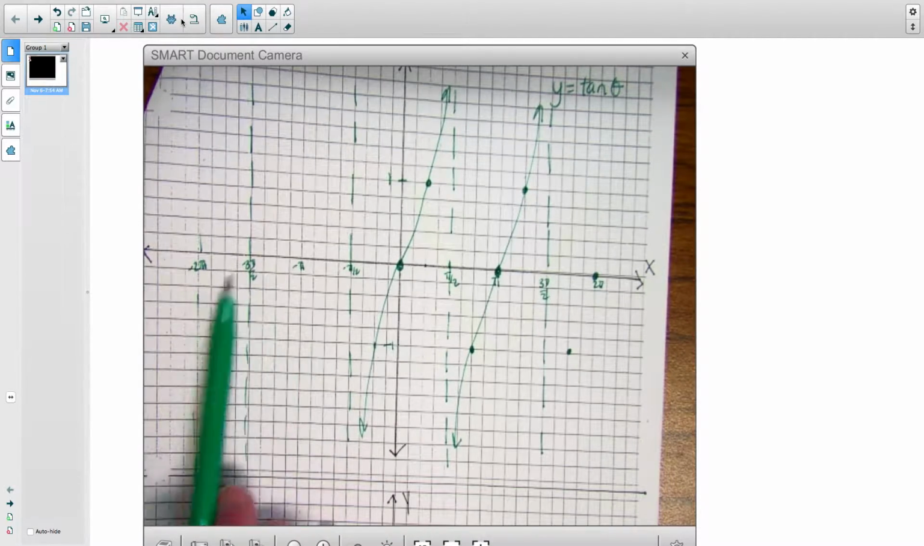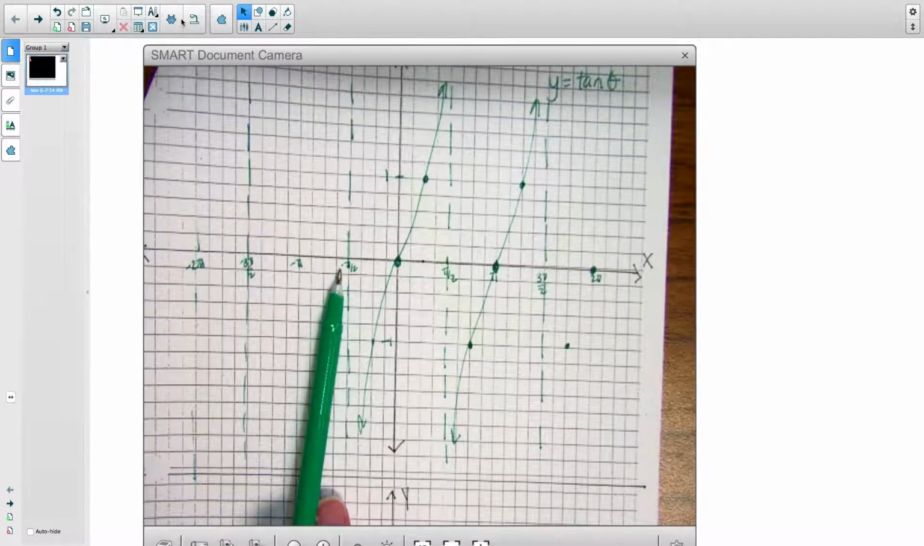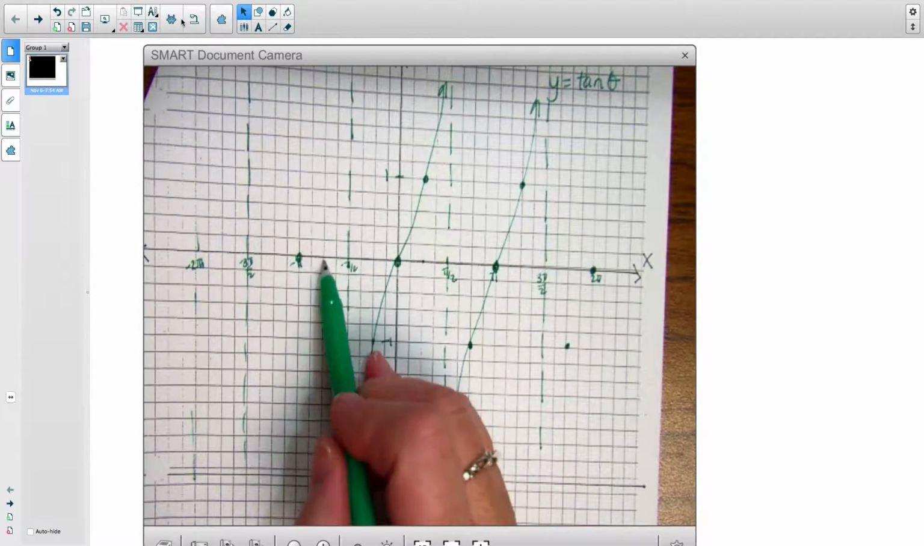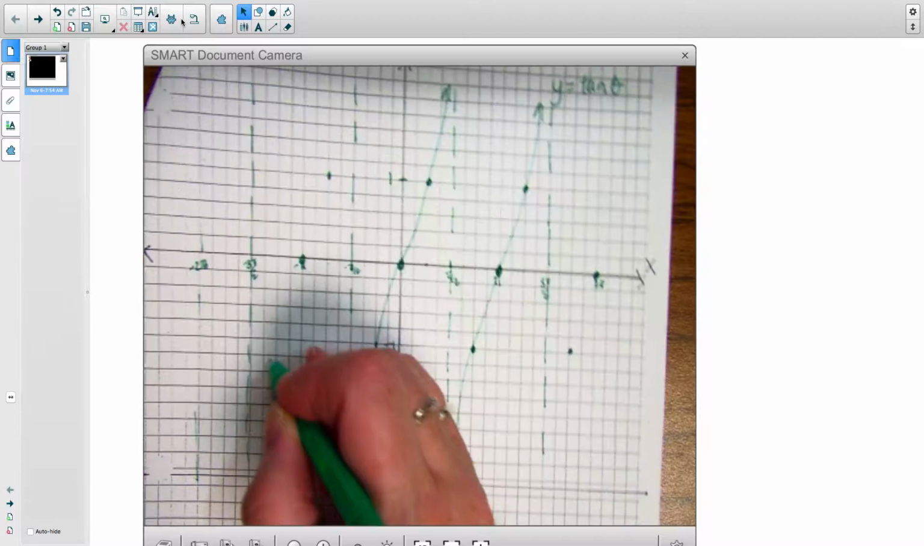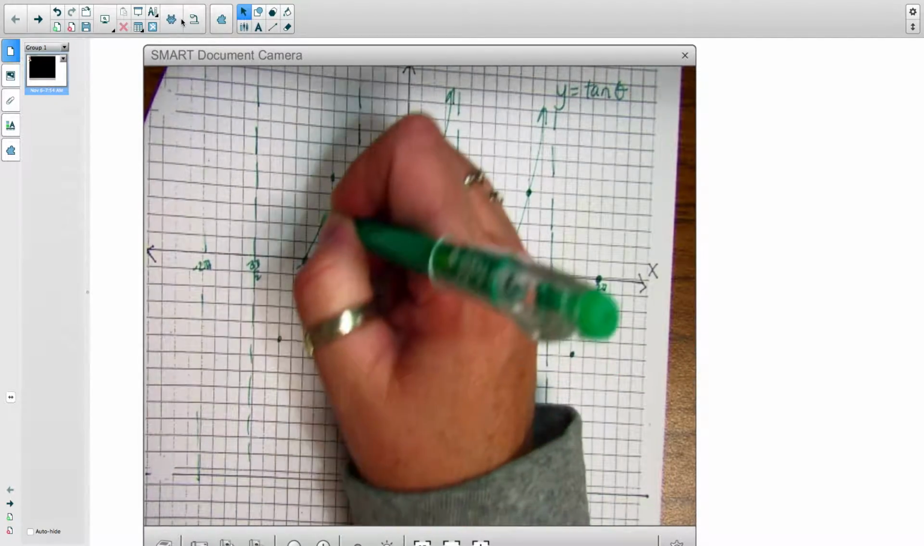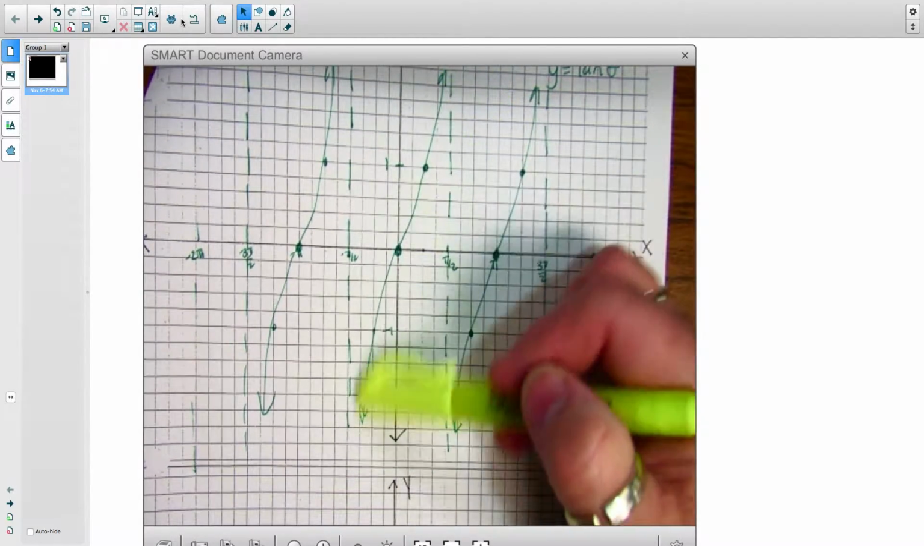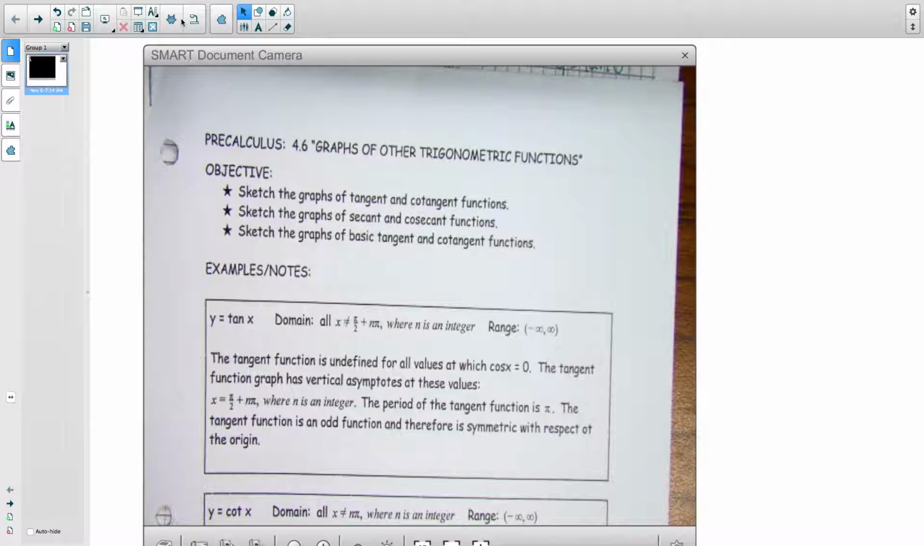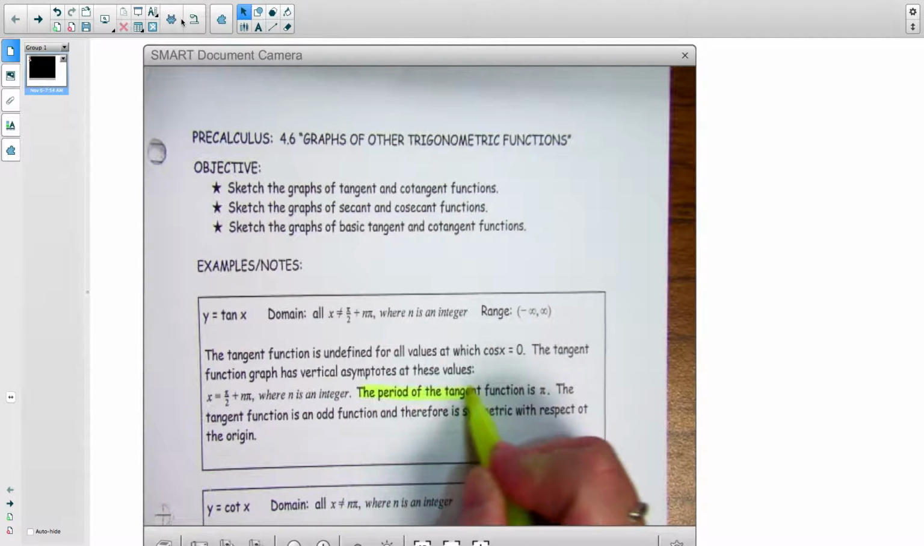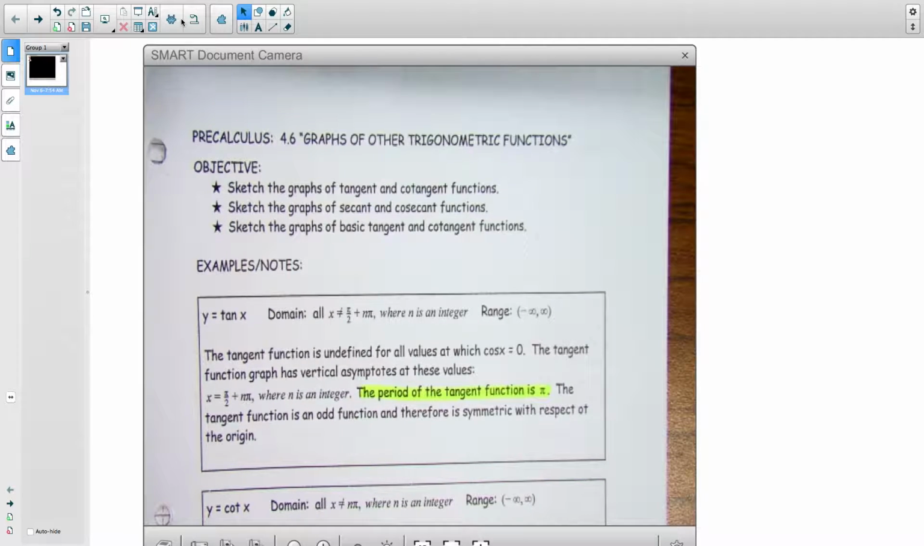So what do you think is going to happen in between these two asymptotes? Same thing. We've got it here. Halfway between, we're up at 1. Halfway between, we're down at -1. So for this one, as you can see, the range is all real numbers. But the period is what? The period is pi. Okay? So for tangent and cotangent, we have a different period.